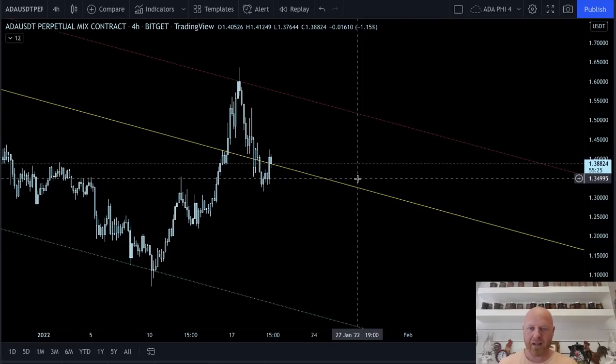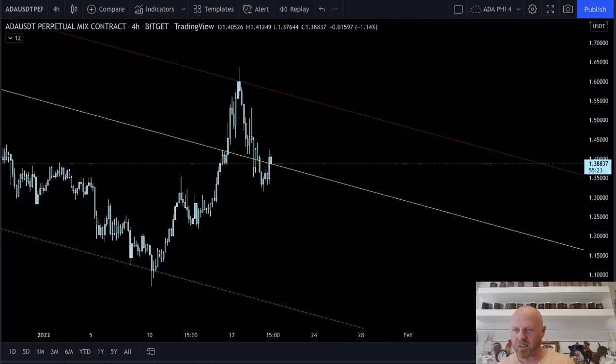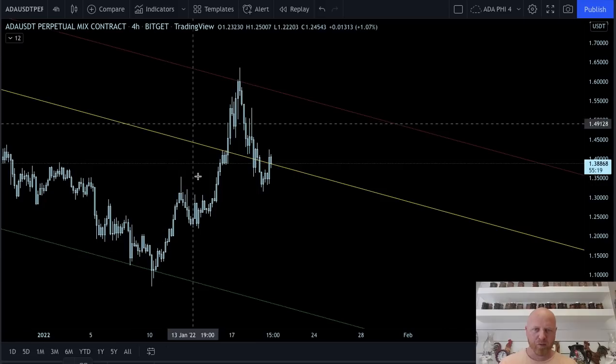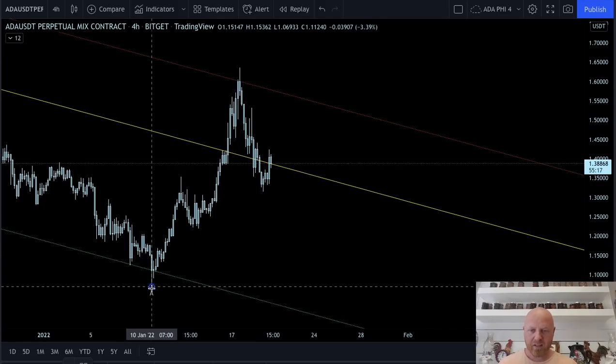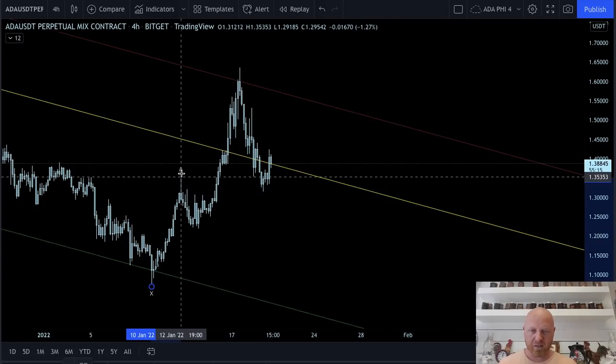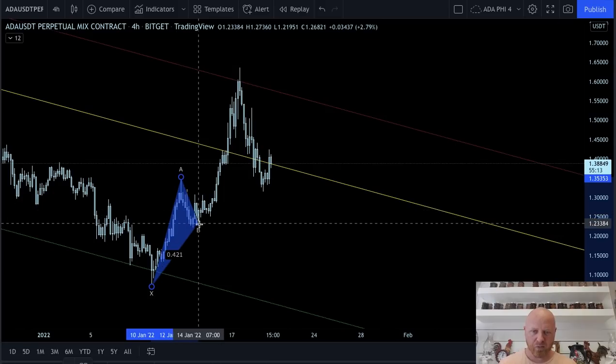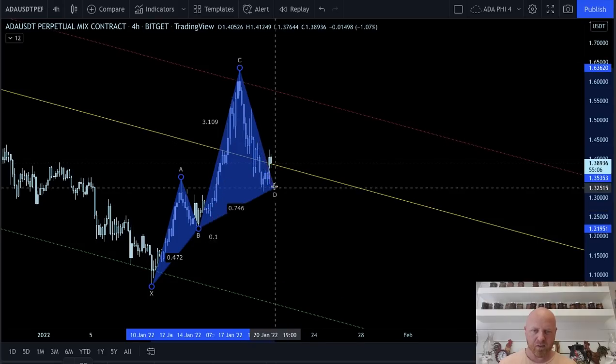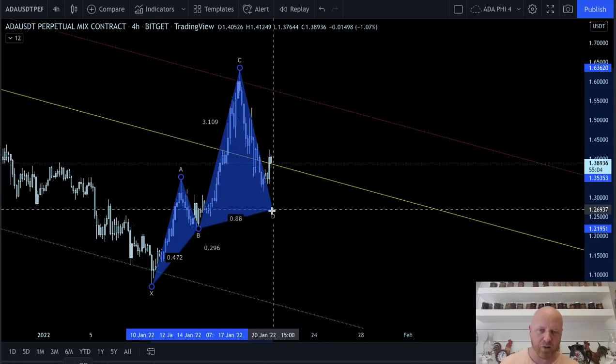Let's look for patterns, because this is what I like to do. Let me grab my pattern tool. Remember, we're looking for W's and M's. And let's see what we got here. Swing low to swing high, swing low, swing high. This is a swan. This is called a white swan.